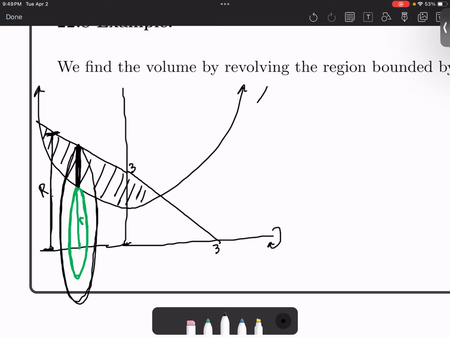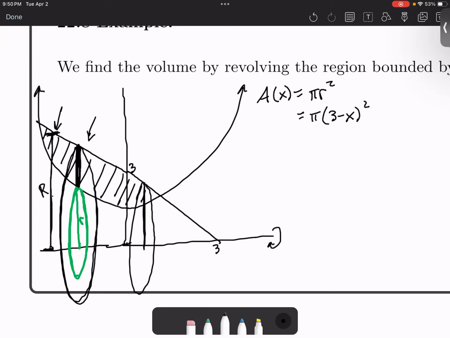So the big circle has an area that's going to be dependent upon x, right? If I draw my big circle over here, it's different than if I draw my big circle over there. So it is a circle, so it's pi r squared. The radius is given to me by this top function, so y is equal to 3 minus x. Simplifying this a little bit, we have 9 pi minus 6 pi x plus pi x squared.